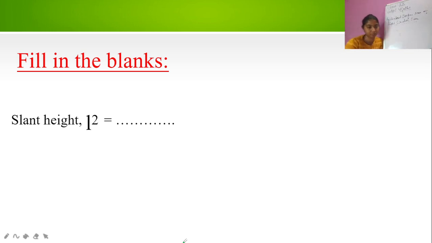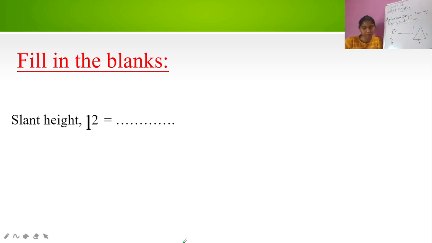Yes, slant height, which is given as L square. So L square is equal to, whenever you find out the slant height, what will you require? Yes, you require height and the radius. So if you use the Pythagoras theorem for this radius, height and slant height, what is the formula for this?